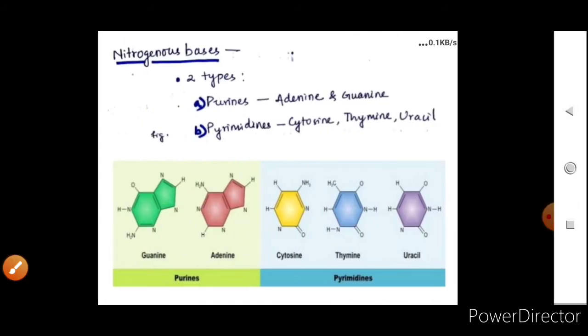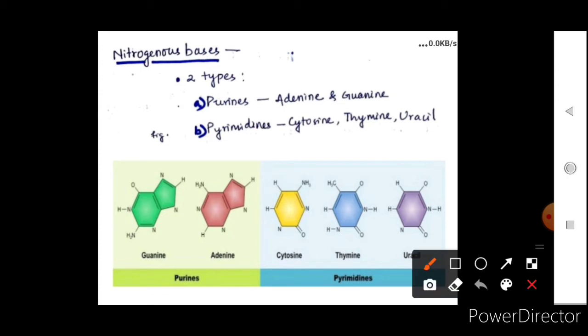Now when we talk about the nitrogenous bases, there are two types of nitrogenous bases present in the nucleic acid, that is purines and pyrimidines. Purines are adenine and guanine, and pyrimidines are cytosine, thymine and uracil.